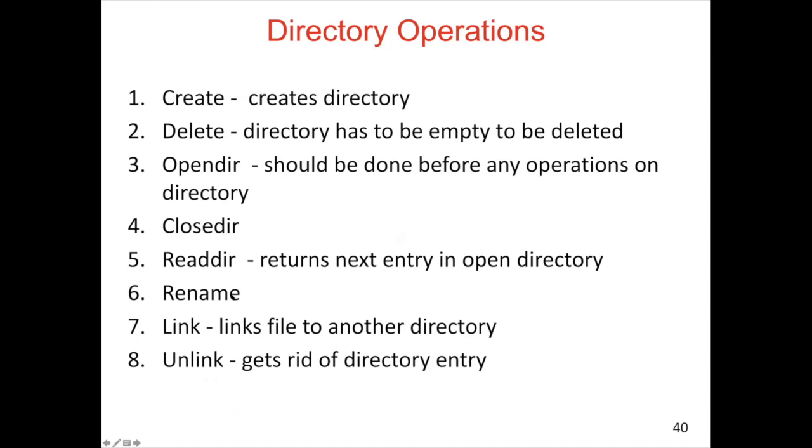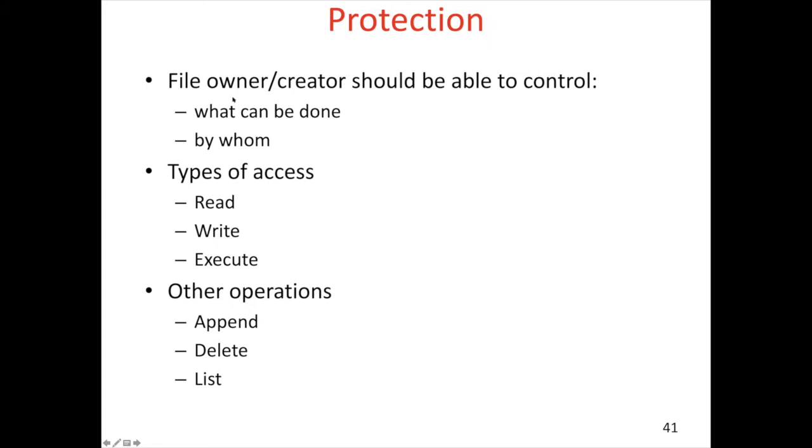Rename, to rename a directory. Link is used to link a file to another directory. Unlink gets rid of the directory entry linked previously. Protection. File owners, creators should be able to control what can be done by whom on the files. The types of accesses are read, write, and execute, and other operations may be append, delete, list, etc.